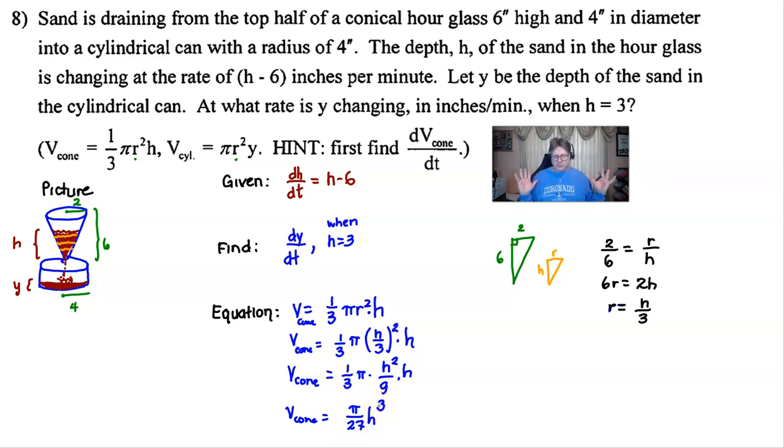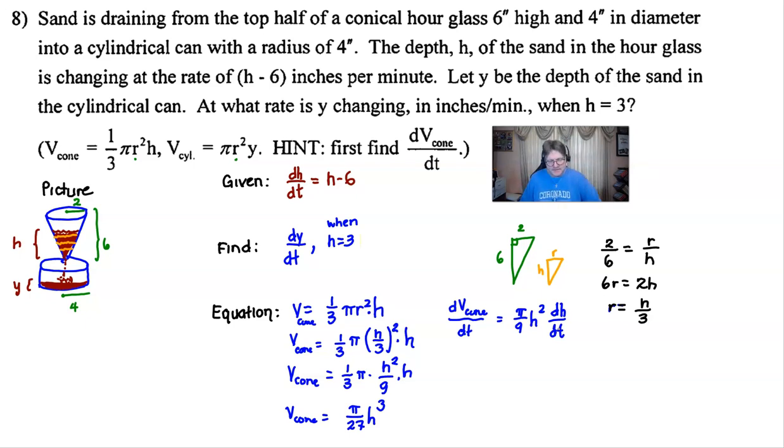And oh my gosh, what an easy thing to take the derivative of. In fact, I'm going to go ahead and do that right now. Derivative of the cone with respect to t, as we're trying to find up here, is pi times 3 over 27, or pi over 9, h squared, tack on the dh dt. Okay. Now, what does this have to do with the y?